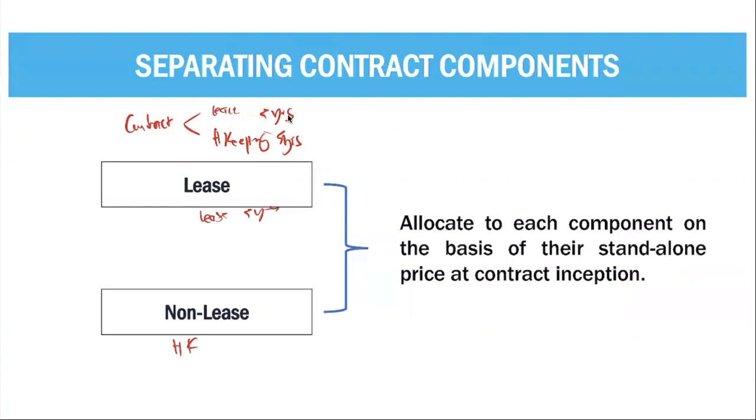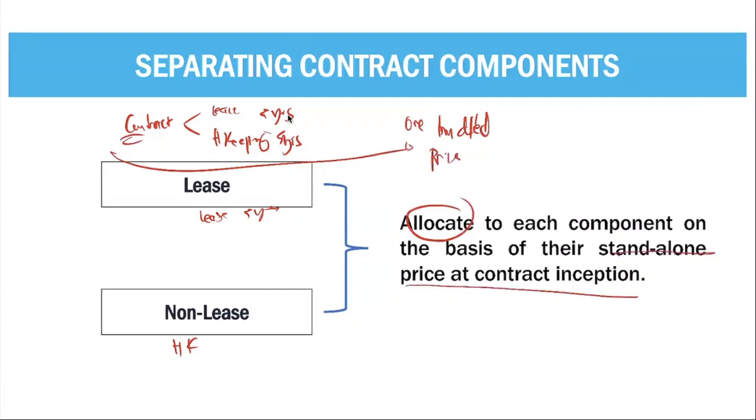So what do we do if there is one bundled price? Normally in the contract, we only have one bundled price. This price should be allocated to each component based on their standalone price at contract inception. For example, your total contract price is 3 million. It includes a 5-year lease and 5-year housekeeping. So we need to separate the 3 million for your lease and for your non-lease using their standalone price. Let's say the standalone price is 2 million for lease and 500,000 for non-lease.